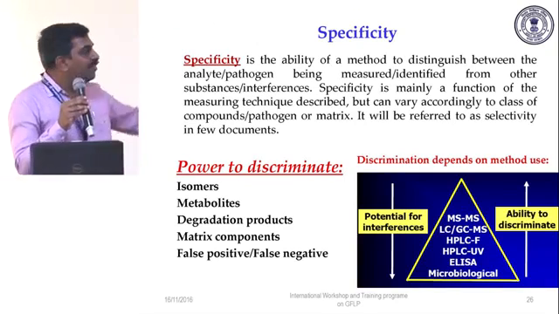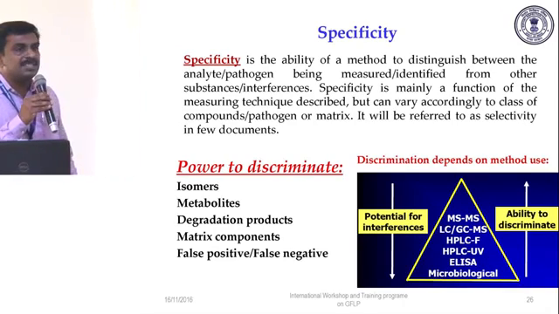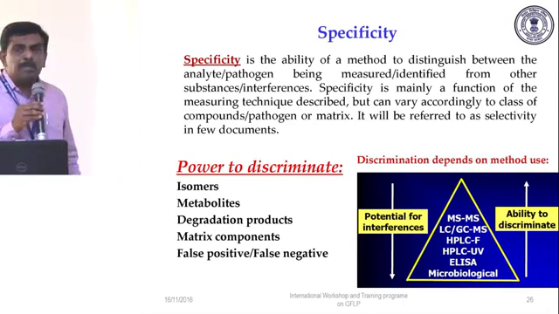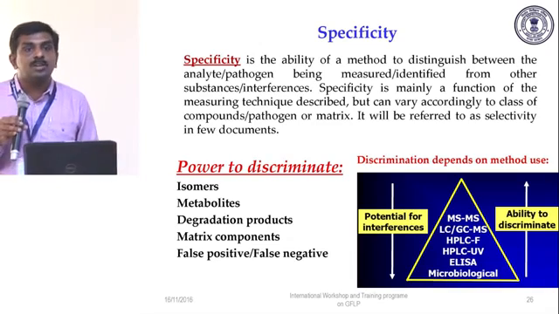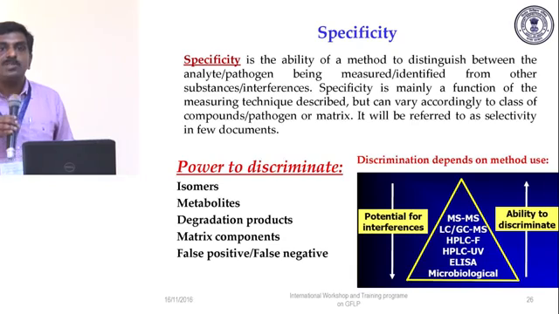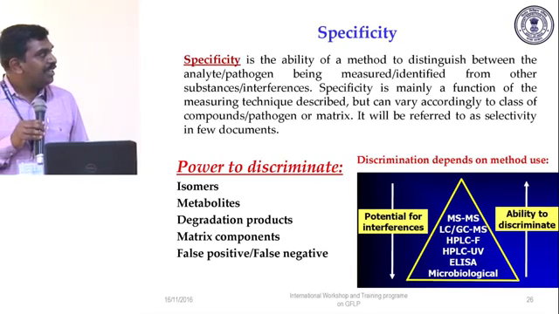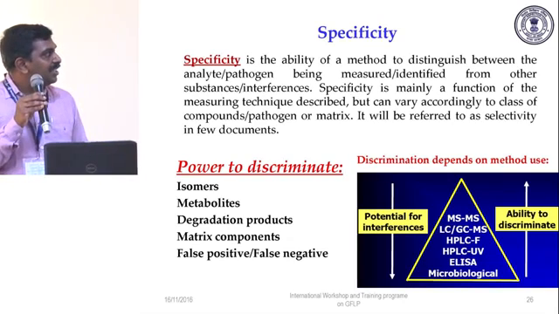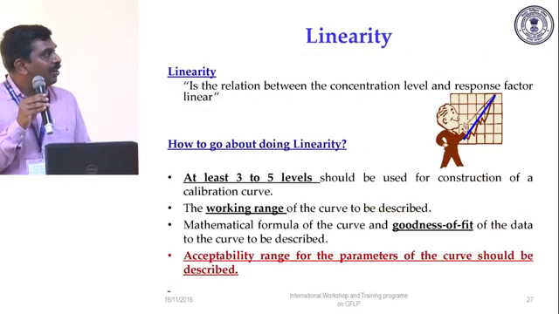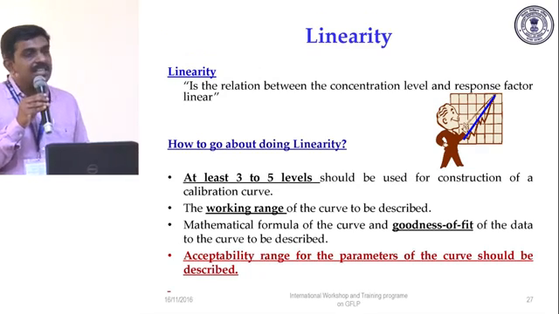Ideally, I have written that this is the power to discriminate between isomers, metabolites, degradation products, matrix effects, and it also gives a good tool to differentiate between a false positive and a false negative. I think this is known to everyone. Now linearity: it's a relation between the concentration level and response factor, whether it is linear or not.